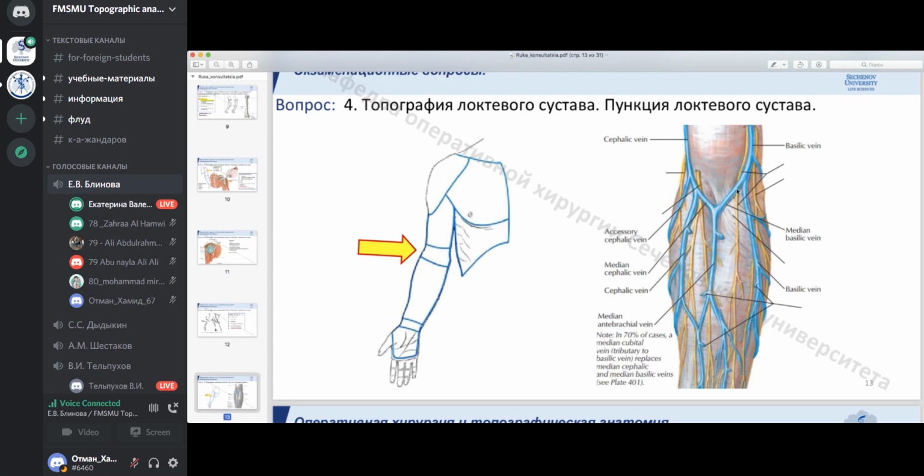The next is the superficial fascia and proper fascia. Proper fascia covers the muscle. Here located is the brachial muscle. Here is a pronator teres.